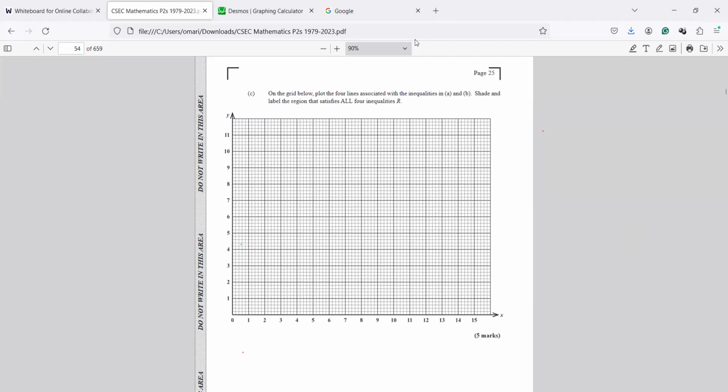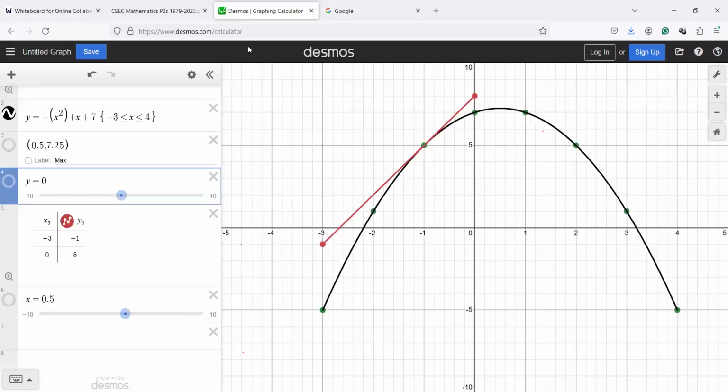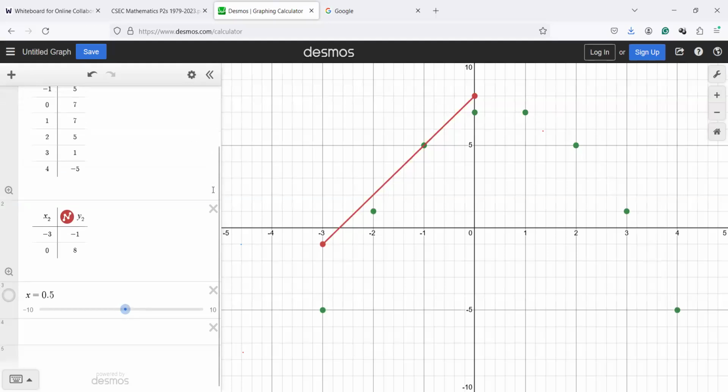Now, I must admit I'm not as skilled with manipulating Desmos with inequalities as with regular linear equations, but I'll try to see how best. You can just treat the greater than or less than signs as equal signs, Omari, and enter it that way. Mhm. Let's clear this.